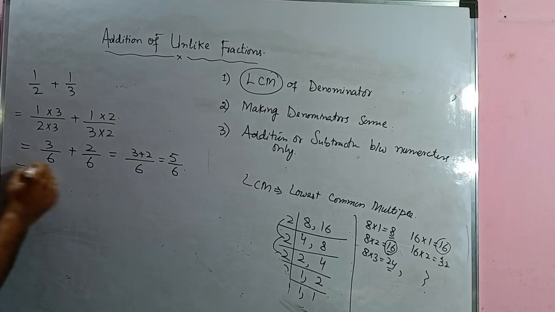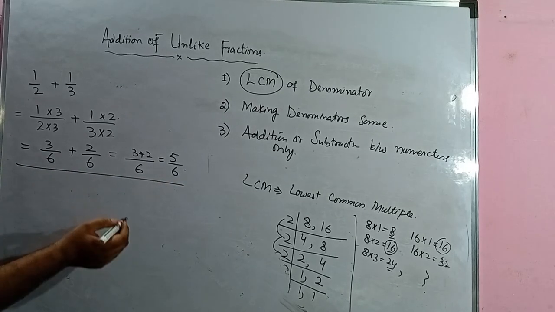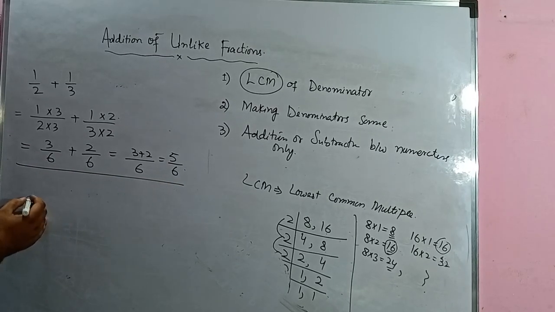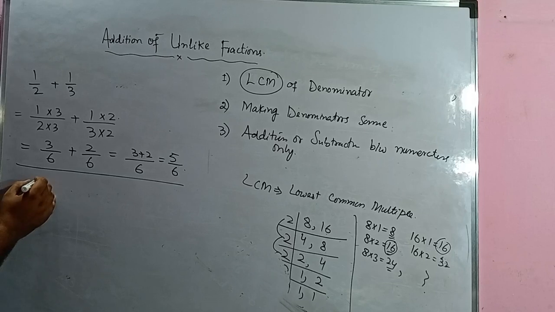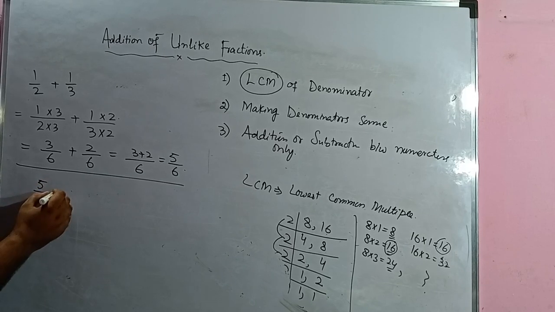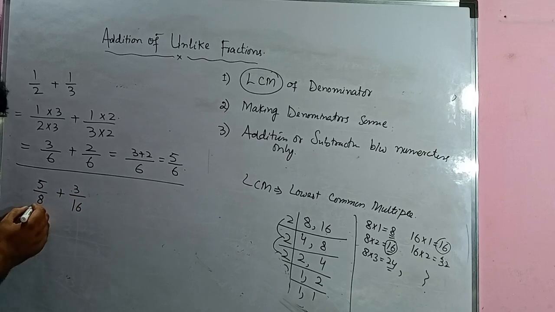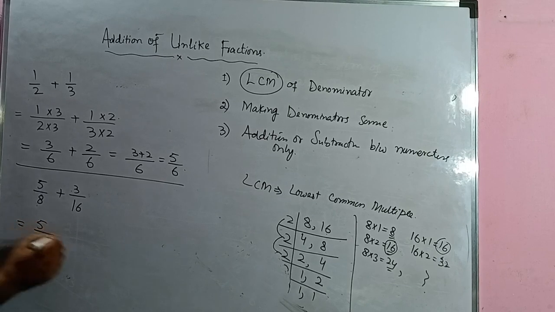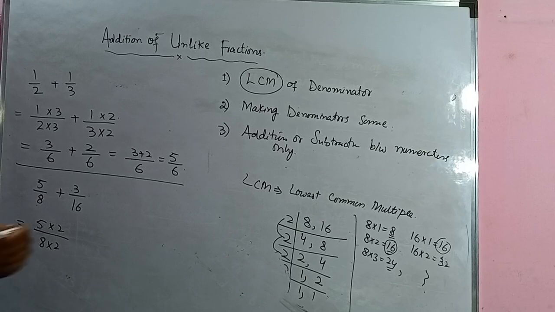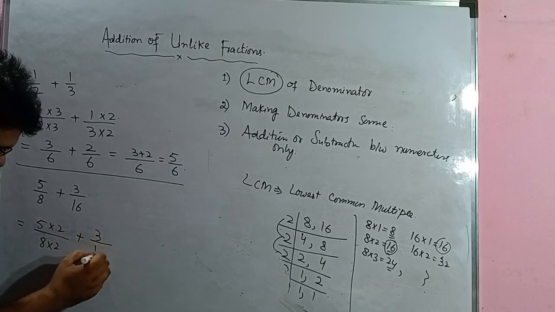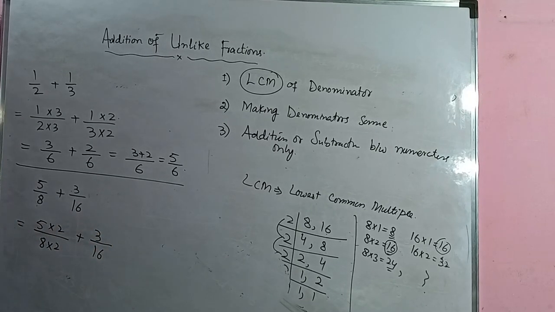Now once more, it was 8 and 16. It was like 5 by 8 plus 3 by 16. You can see the LCM between 8 and 16 is 16. So I will write 5 divided by 8. What is the number that I will multiply to 8 so that I will get 16? That is 2. This 2 I should multiply above also. Plus 3 by 16 is already there. There is no need to do anything.